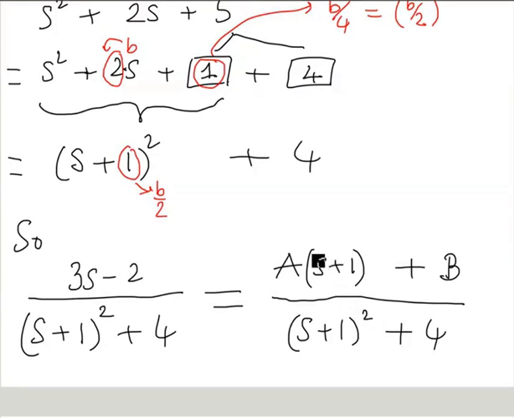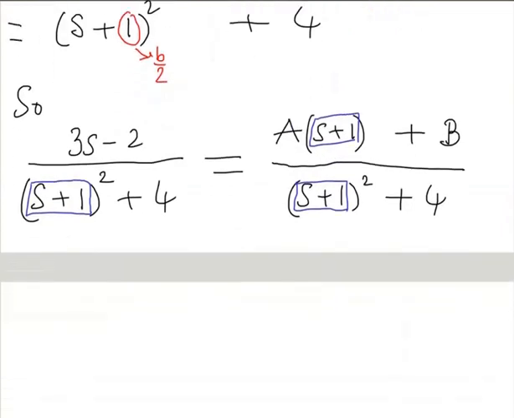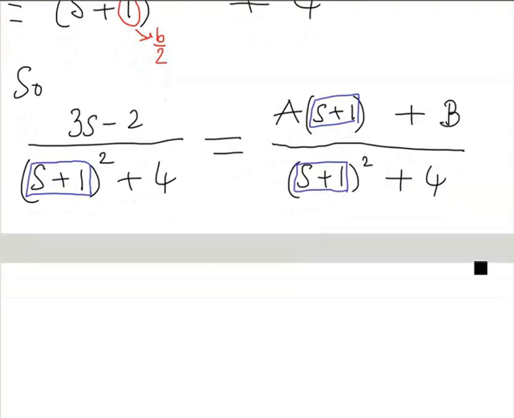Now, be careful that we have a times (s plus 1). S plus 1 comes from this. The reason we need to do partial fraction this way is that later on we can use a table, and I will explain when we get to that point. But let's determine a and b here.